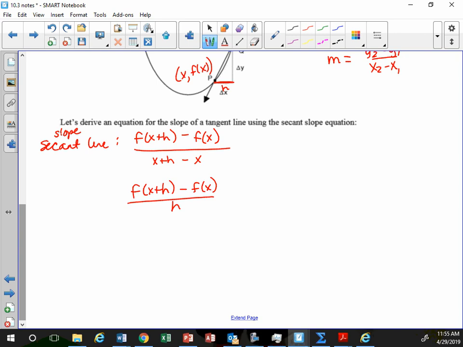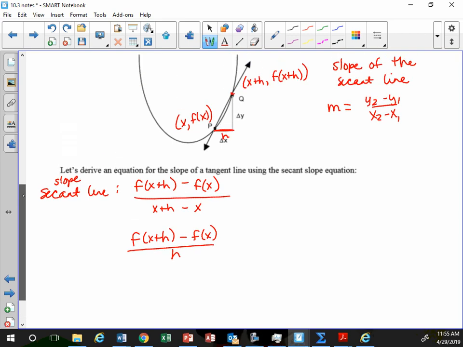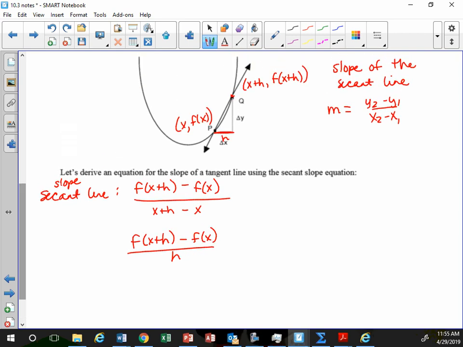Is that really anything new that you didn't know? I mean, we're putting h's in, but isn't that just slope? Okay, so now that's the slope of the secant line. Let's think about what we're doing if we want to turn that into the slope of the tangent line. So I am taking point Q and bringing it closer and closer to P. What is happening to h as I do that? It's getting smaller and smaller and smaller. And what do I want it to get really close to? 0.